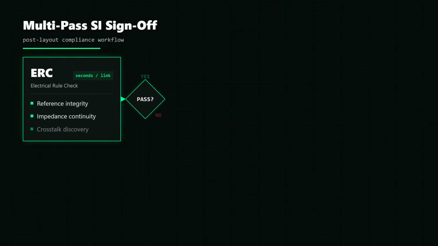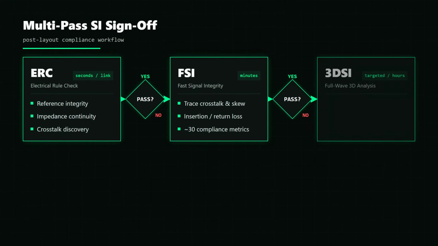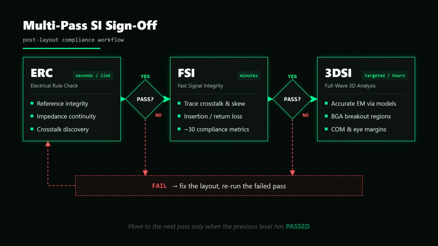You will run a complete post-layout sign-off on a real board in 3-stage passes. Pass 1 is electrical rule checking, reference integrity, impedance continuity, and crosstalk discovery, fast enough to screen thousands of links. Pass 2, fast signal integrity, crosstalk and traces, delay and skew, and a first look at losses. Pass 3, 3DSI, full-wave electromagnetic validation of the riskiest structures, vias, and BGA breakouts. And it all hangs on one rule: pass each level before you spend compute on the next.